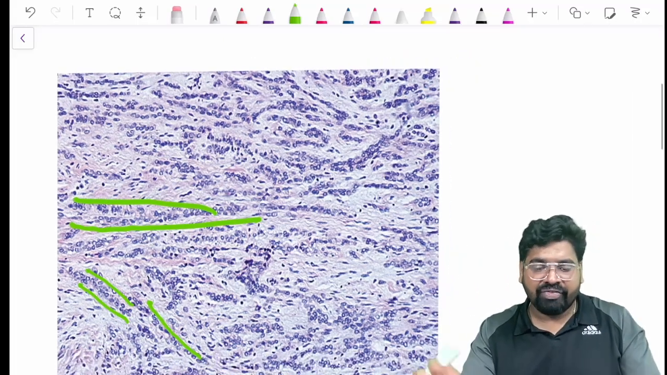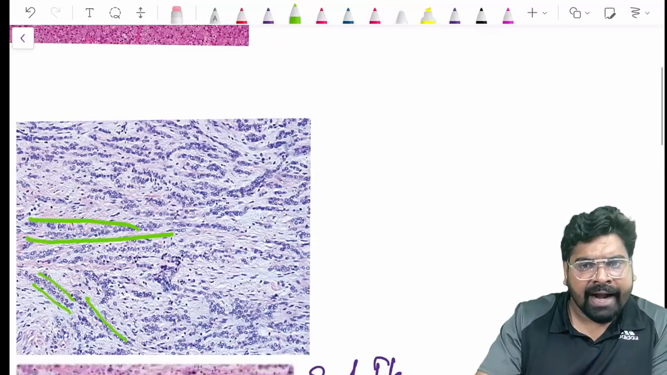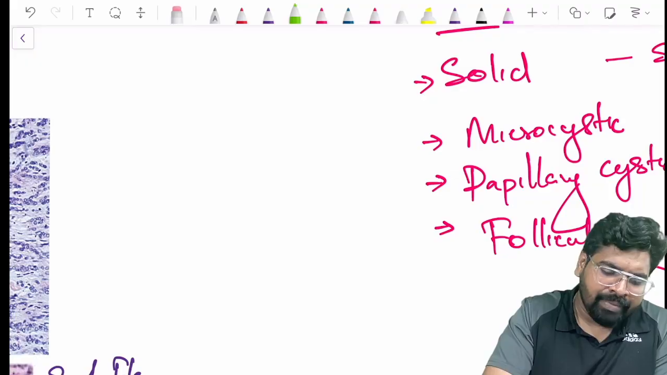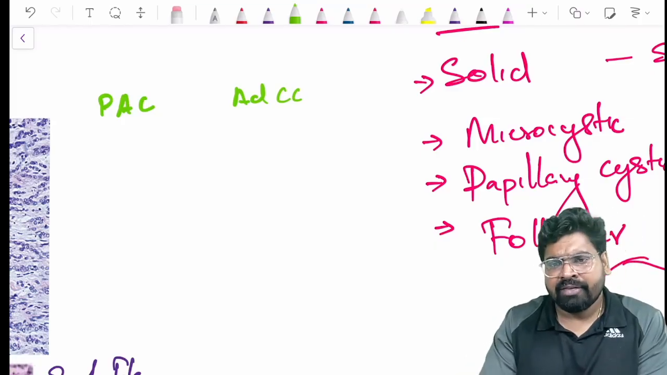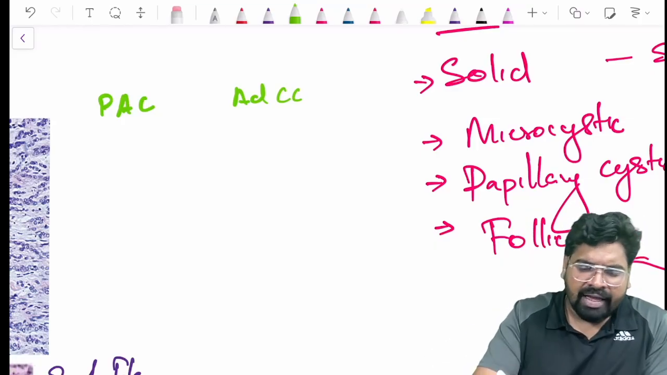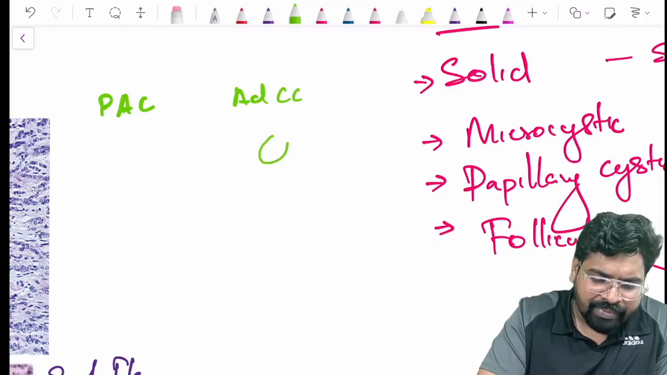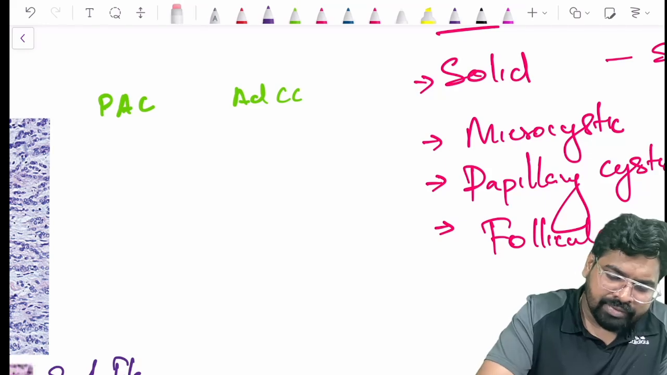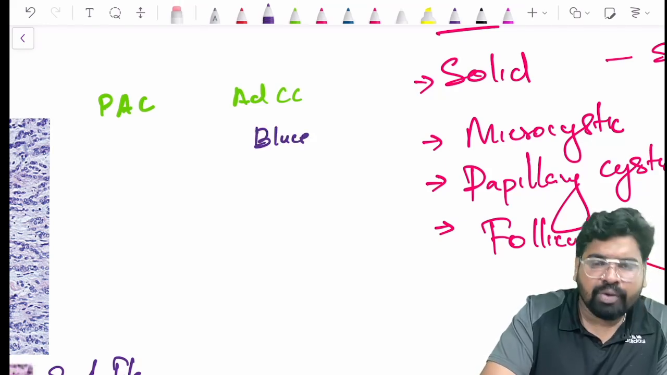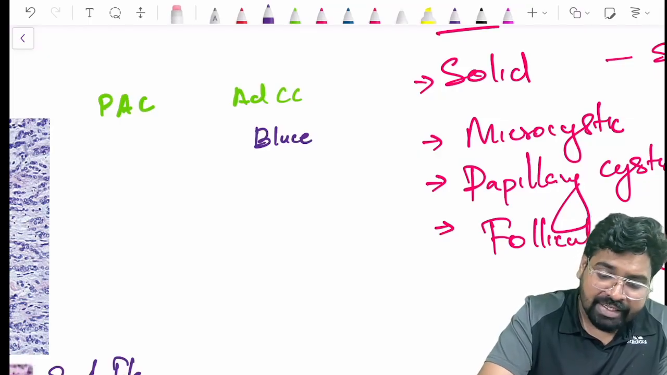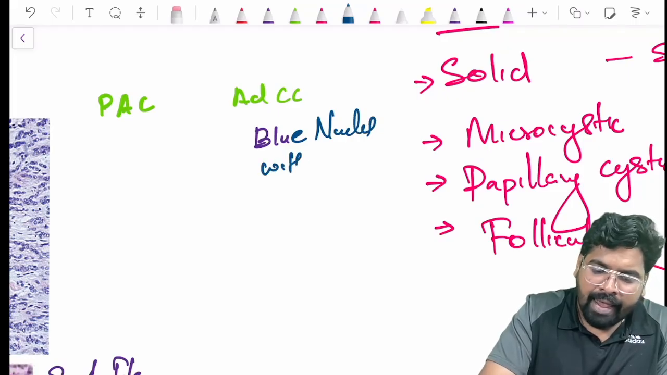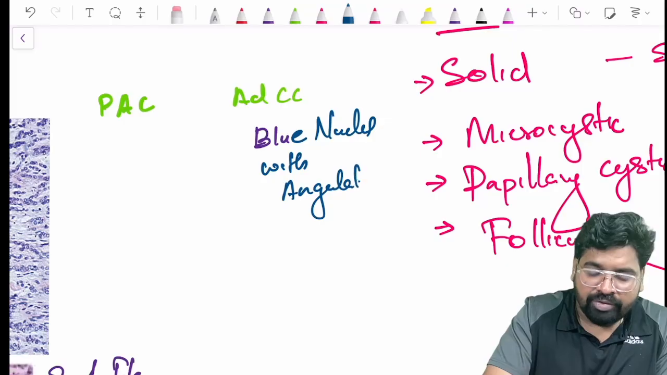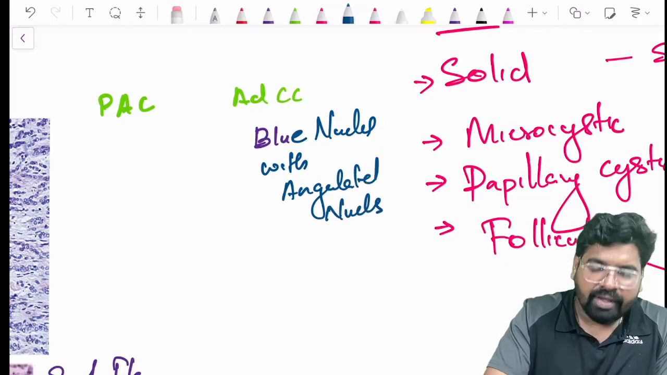Now you may ask, if this much similarity is there, how will we distinguish polymorphous adenocarcinoma versus adenoid cystic carcinoma? How can we identify? See, the cellularity itself, the cells itself. In adenoid cystic carcinoma, the cells were deep blue. Deep blue nucleus was there with the angulated nucleus. Okay, angulated nucleus.